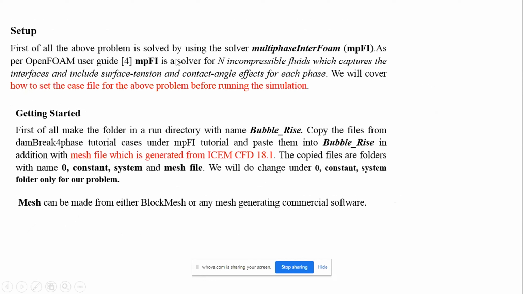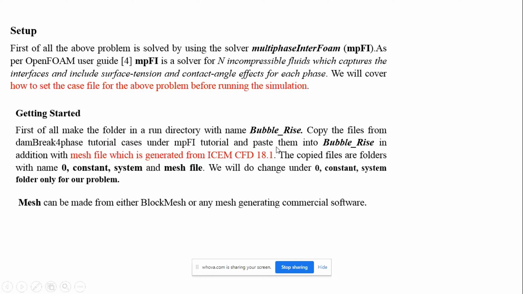So I have taken a base case. How did I set the case? That I will tell you in brief. I have taken a base case under the multiphase tutorial, damBreak4phase. So from there I got the start on how to run this problem.